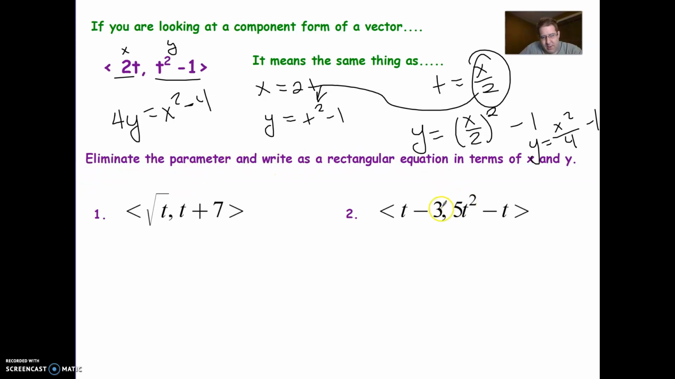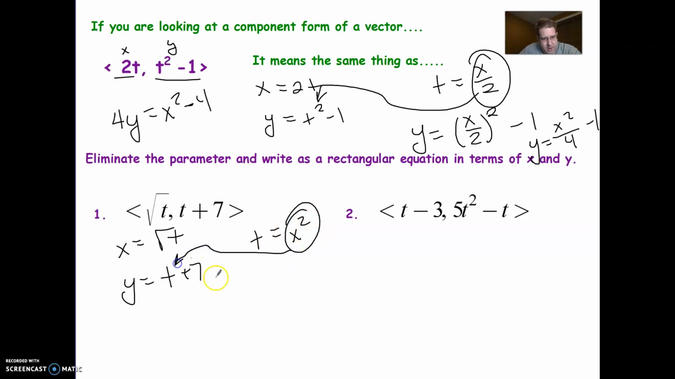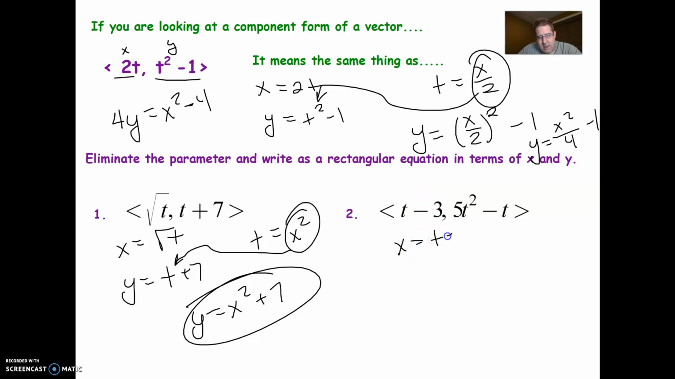Eliminate the parameter and write the rectangular equation in terms of x and y. Okay, so this is going to be x equals square root of t and y equals t plus 7. So if I'm solving for t, I would simply square both sides. So t equals x squared, and then I can take x squared, plug it in right there. y equals x squared plus 7, and that's a pretty easy question. That's done. Over here, we've got x equals t minus 3 and y equals 5t squared minus t.